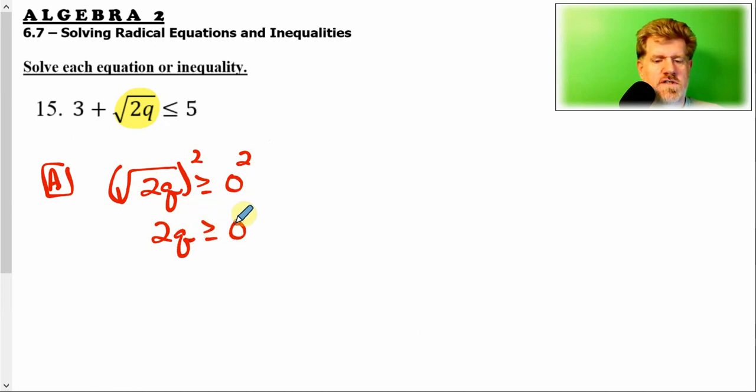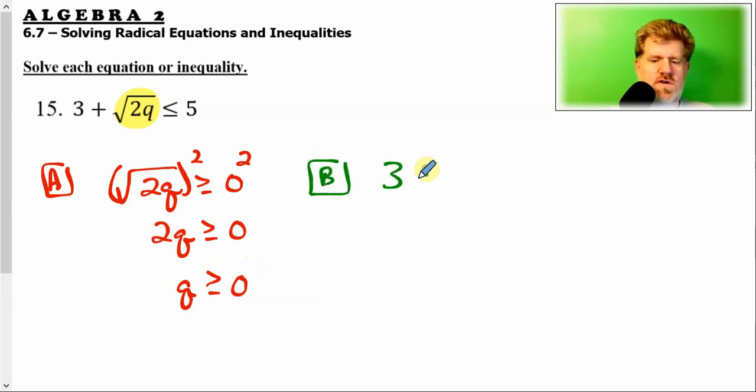0 squared is 0. Divide by 2. All right, I get this fact: the value of q must be greater than or equal to 0. It must be. Okay, that's part of your answer. Let's do the second part of your answer, which is the entire inequality. Let's solve the whole thing.